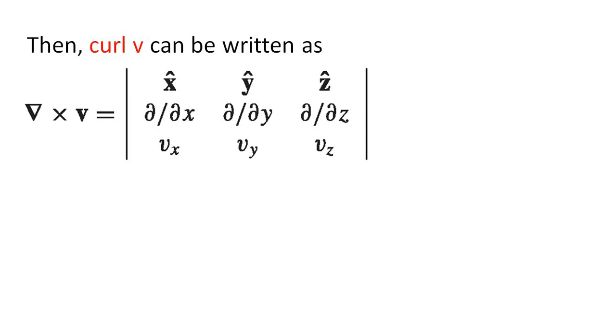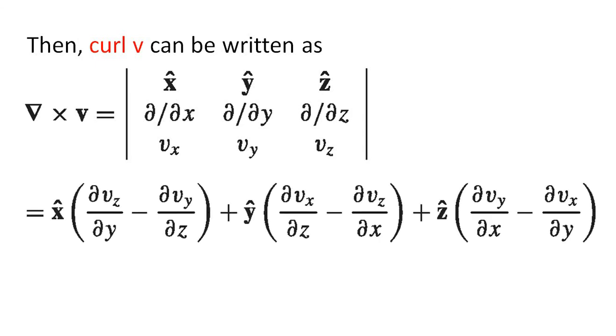Here also the first row should be unit vectors x cap, y cap, z cap. The second row we can write del in component form, that is dou by dou x, dou by dou y and dou by dou z. And the third row you can write v in component form, vx, vy, vz. Now take the determinant. That is, consider x cap. This is the x cap. Just neglect the row and column containing x cap.